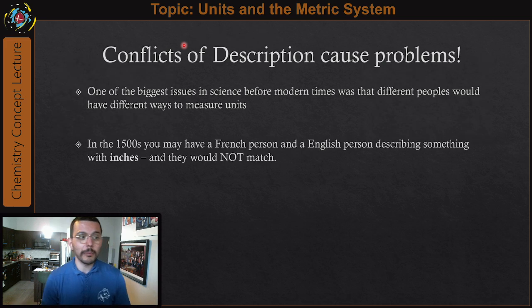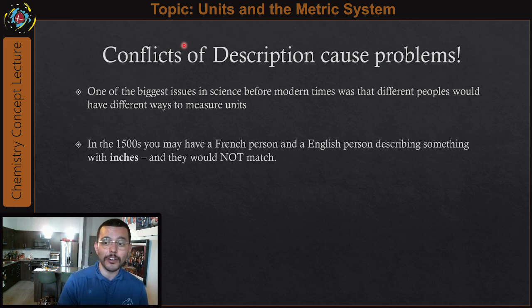This is important because conflicts of description can cause problems. One of the biggest issues in science before modern times was that different people would have different ways to measure units. So if you were talking between a French person and an English person, for example, if you said something was 1 inch long, those things would be different lengths.